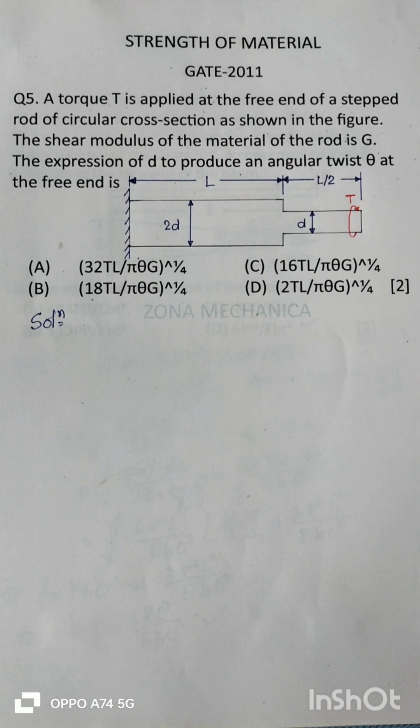There is an MCQ on torsion. The figure at the margin indicates the weightage of the question, that is 2 marks. A torque T is applied at the free end of a stepped rod of circular cross section as shown in the figure. The shear modulus of the material of the rod is G. The expression of D to produce an angular twist theta at the free end is. There are 4 options given.